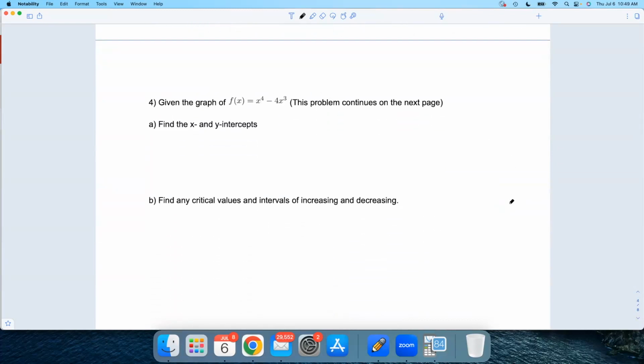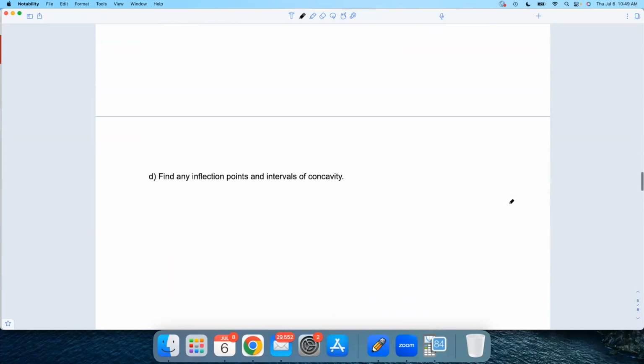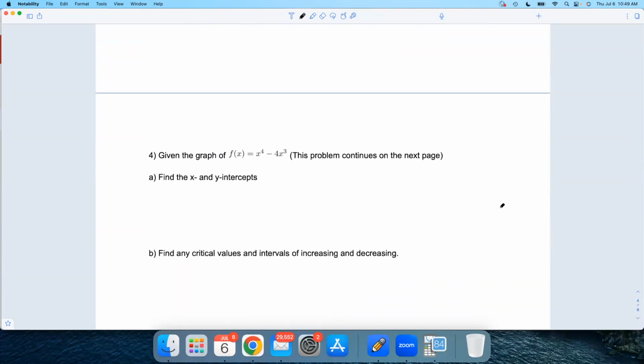Okay, here we're going to graph this guy. So he's 2 pages long. All right, first let's find our intercepts. To find x-intercepts, we always set the function equal to 0, always, in every situation. So x to the 4th minus 4x cubed equals 0. I can pull an x cubed out and get x minus 4. So I get 0 and 4. Intercepts are points, not numbers, so that'll be (0, 0) and (4, 0).